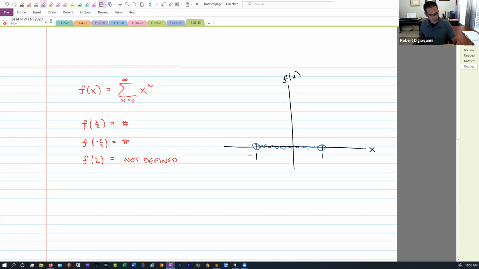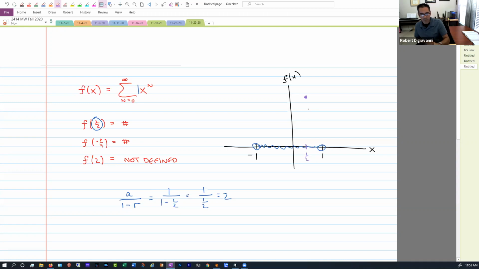Let's see what happens when I plug in a half, okay? We can actually calculate this, because remember the formula to get the sum of a geometric series? If you have a geometric series and it converges, then the sum is a over 1 minus r. That's the formula for it. So for this geometric series, a was 1, so it'd be 1 over 1 minus a half. That's 1 over 1/2, that's 2. So that means if I plug a half into this function, it's going to spit out the number 2, right?